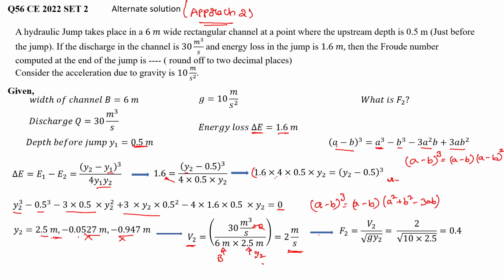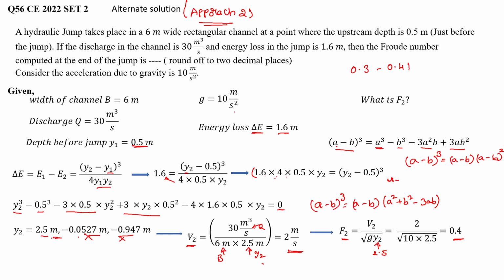There is a slight difference in the values between approach 1 and approach 2, but don't worry, the correct value range they have given us is 0.3 to 0.41, so this alternative solution also falls in this range. Now we know v2, and how can we calculate F2? F2 equal to v2 divided by square root of g into y2. As we know, y2 equal to 2.5 meters. By substituting this, we reach a value of 0.4. In the previous approach, we got a value of 0.232.